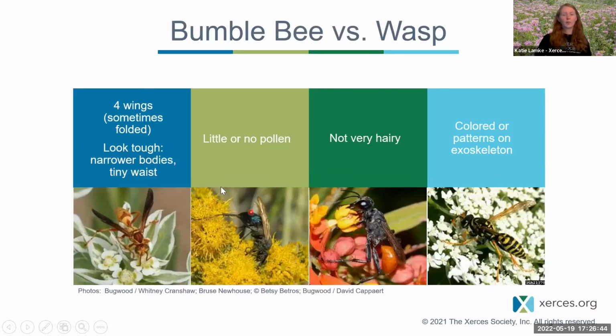To tell a bumblebee from a wasp, wasps do have 4 wings as well, but they will usually be folded like this. They don't carry very much pollen. They're not very hairy. And oftentimes the color patterns that we see are on their exoskeleton. So the exoskeleton of an insect is kind of like a fingernail, right? They don't have porous skin like we do. And the color patterns on a wasp are often on that exoskeleton, whereas the color patterns that we see on bumblebees are from different colored hairs.